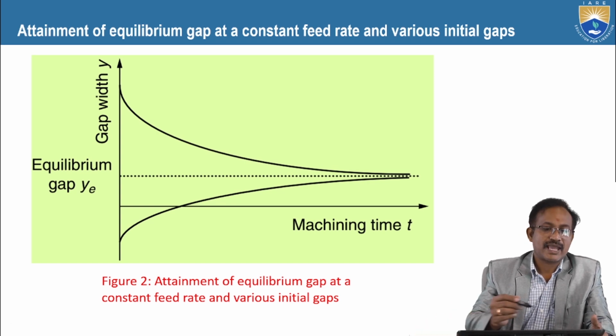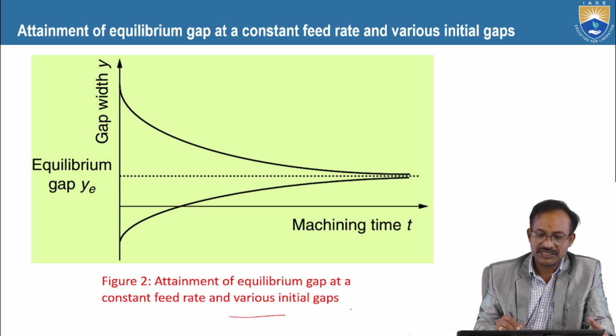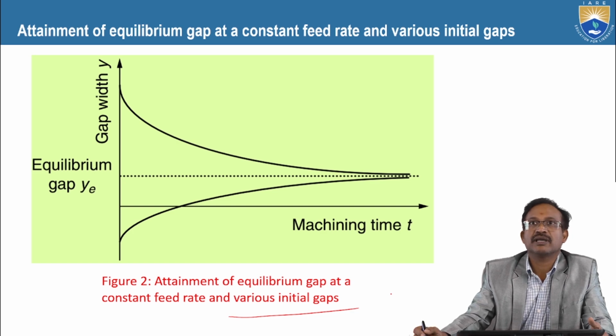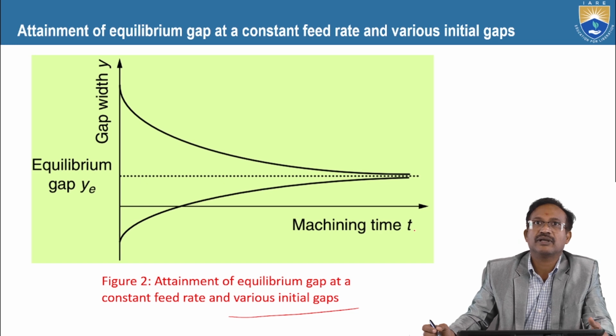Now, attainment of equilibrium gap at a constant feed rate and various initial gaps. On the x-axis is machining time, and on the y-axis is the equilibrium gap y. So here, gap width y and machining time t.